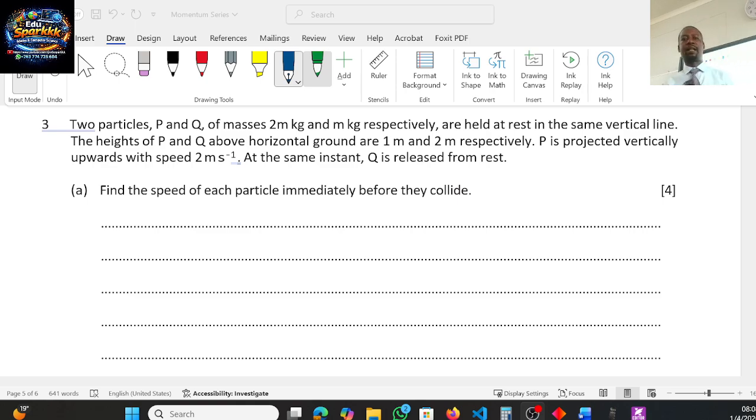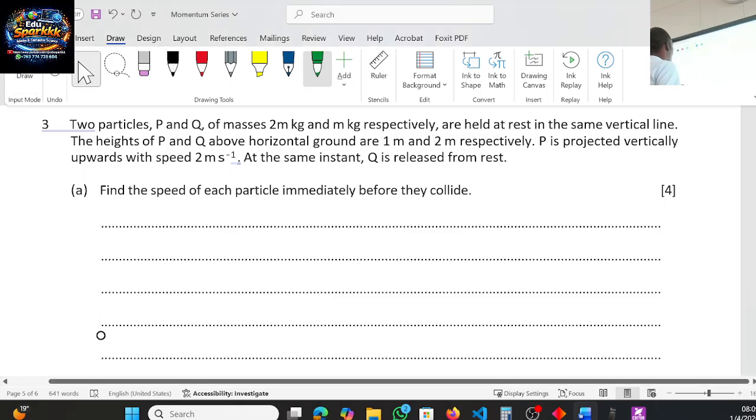Once again, folks, let's dive into the last problem on momentum. We have two particles P and Q of masses 2 kilograms and m kilograms respectively, held at rest in the same vertical line. Heights of P and Q above the horizontal ground are 1 meter and 2 meters respectively. Now P is projected vertically upwards with speed 2 meters per second. At the same instant, Q is released from rest. Find the speed of each particle immediately before they collide.